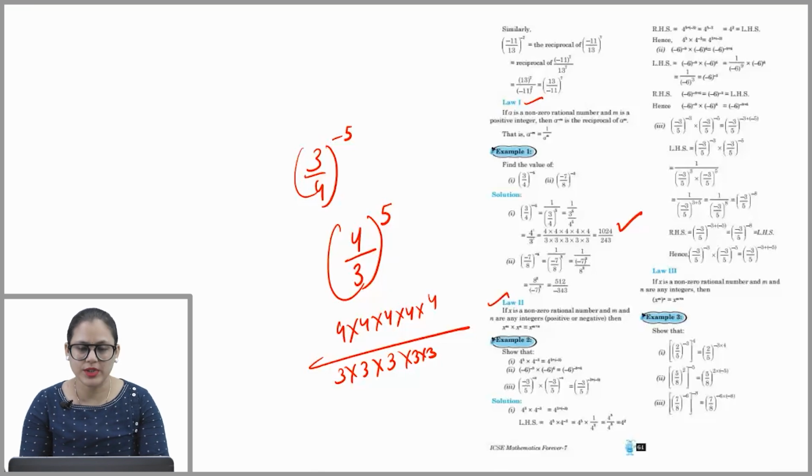Next, law 2. What does it say? If x is a non-zero rational number and m and n are any integers, positive or negative, then x raised to the power m into x raised to the power n is equal to x raised to the power m plus n, about which we have already studied. Okay, let's do the example.